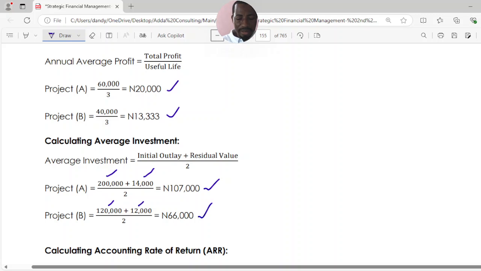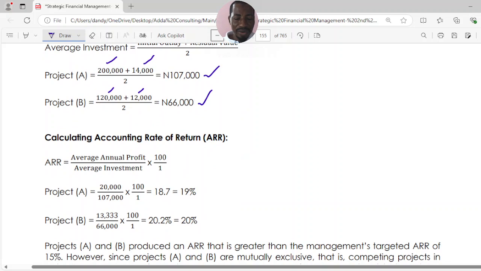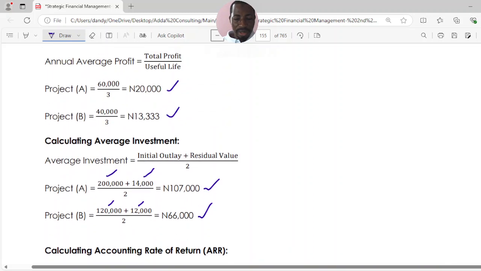That's 66,000. Finally, I need to compute the accounting rate of return, which is average annual profit divided by average investment multiplied by 100%. So for project A, average annual profit is 20,000.